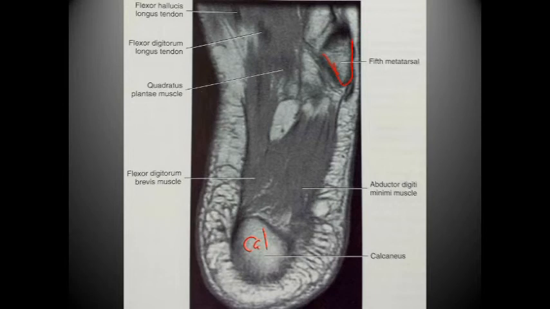And we have several muscle groups here. We have the flexor digitorum brevis muscle, quadratus plantae muscle, the flexor digitorum longus tendon, the flexor hallucis longus tendon, and the abductor digiti minimi muscle. We're not going to worry too much about those.